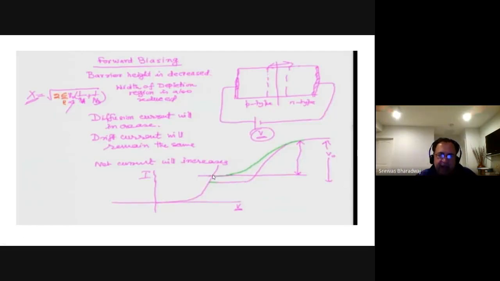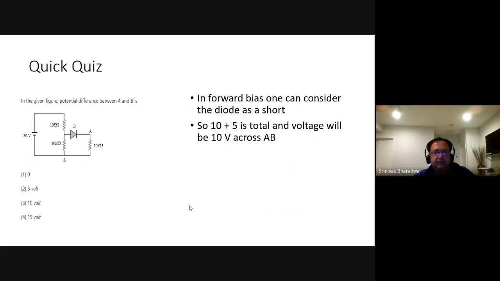But below a particular voltage, no current flows. Note that this is because of the potential barrier inbuilt in the PN junction, created by the depletion layer. So the width of the depletion layer will shrink in forward biasing. The opposite is true in reverse biasing. Okay, let's do a quick quiz.